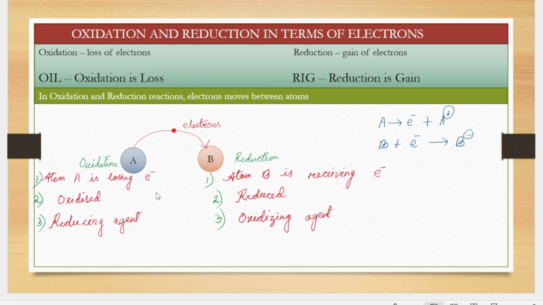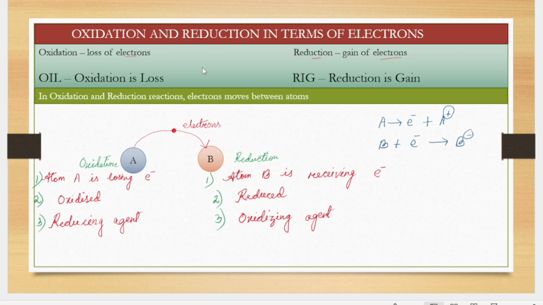Now I will discuss oxidation and reduction in terms of electrons. In terms of electrons, in oxidation there is a loss of electrons. In reduction there is a gain of electrons. These things you can remember in simple words.